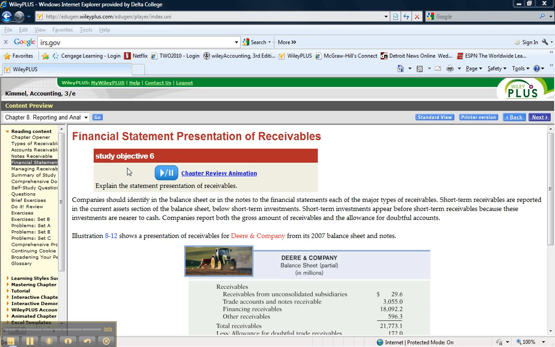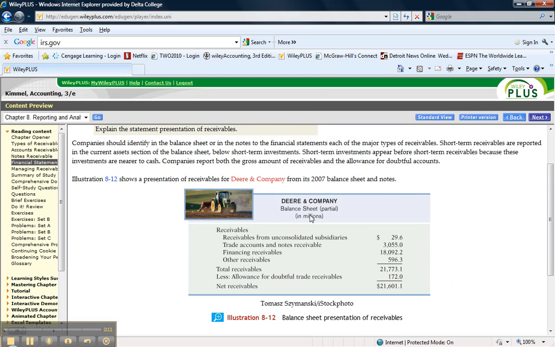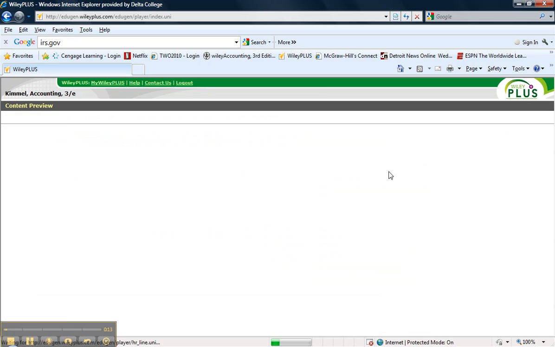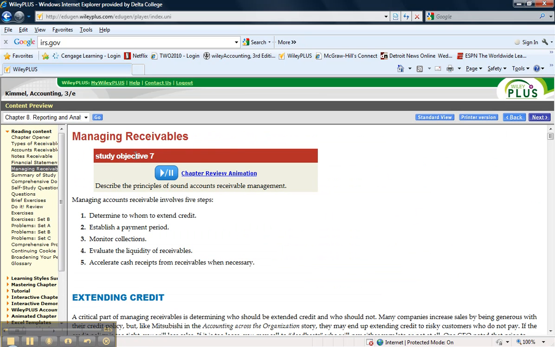Study objective 5 actually was part of the last video regarding interest. Study objective 6 just talks about financial statement presentation of receivables. Not a lot to that. Moving on to managing receivables.